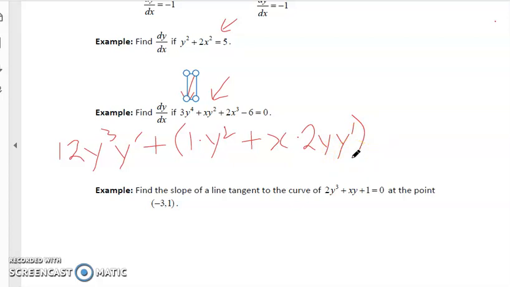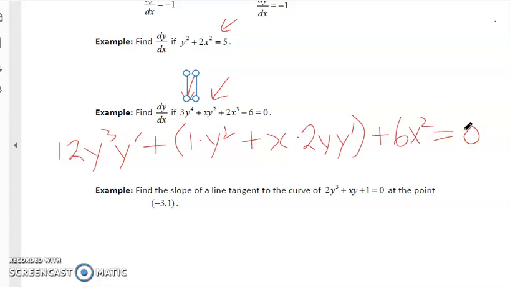And then what else do we have? Well, we've got plus 2x cubed, so the derivative of that would be plus 6x squared. And now minus 6, well, the derivative of that's just 0 because that's a constant. And equals, and the derivative of 0 on the other side is also 0. So there's what we've got so far.